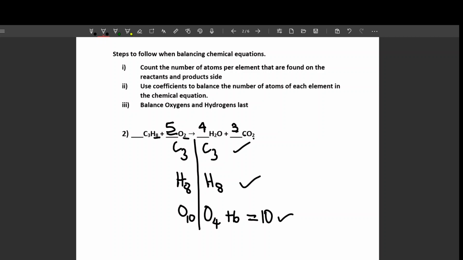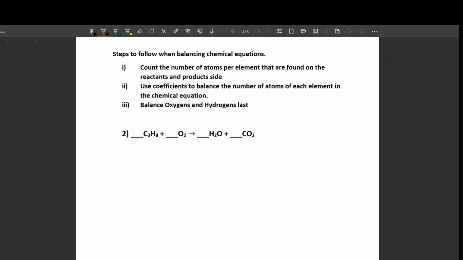Now note that I've written no number here. Do you see how I've left this dash blank here? That's because in chemistry, when there's no number before a compound or before an element, that usually tells us that there's 1. We could add a 1 here, but that's quite redundant. Leaving it blank still sends the same message. So this is balanced.